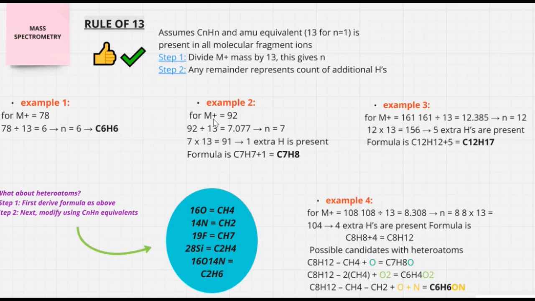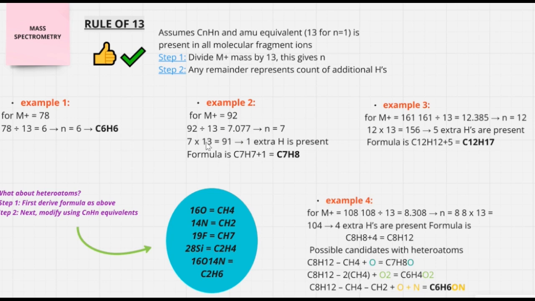Similarly, in the third example, we have an M plus of 161, and 161 will first be divided by 13. We get a decimal fraction, so we'll round it to 12. So n equals 12. Similarly, there is not a whole number, so we'll multiply it by 13 to be on the safe side.